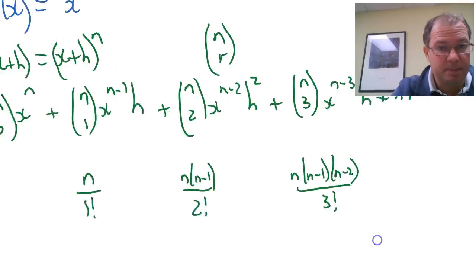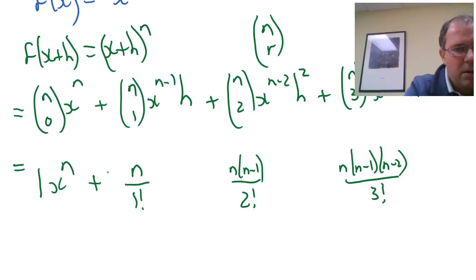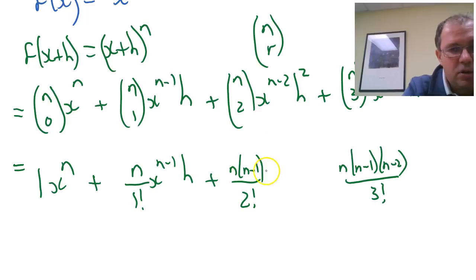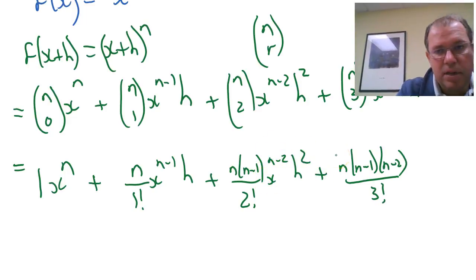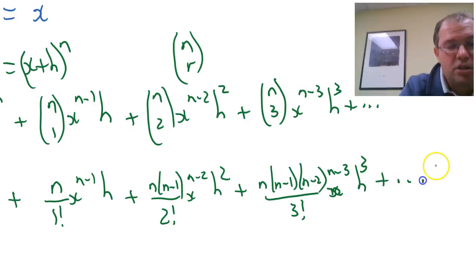Back to our problem here. So n0 here, we know is equal to 1. So I'll write a 1 there, x to the power n, plus n over 1 factorial, x to the n minus 1 h, plus n2, which is n times n minus 1 over 2 factorial, x to the n minus 2 h squared, plus n3 is n times n minus 1 times n minus 2 over 3 factorial, x to the n minus 3 h cubed, plus dot dot dot.